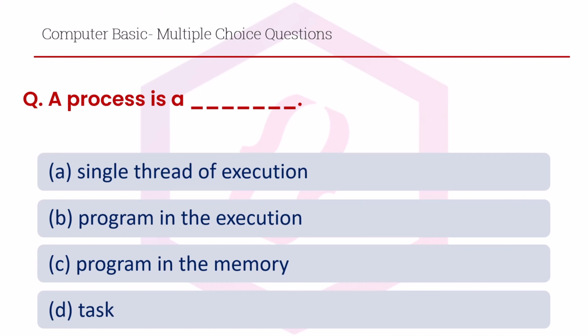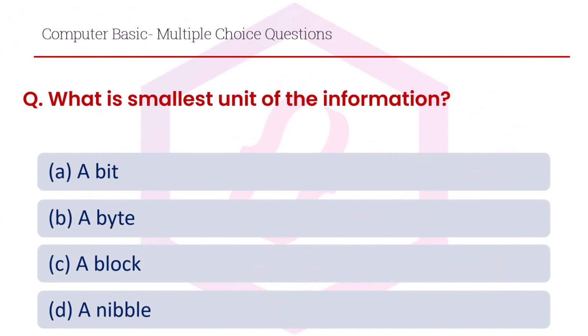A process is a single thread of execution, program in the execution, program in the memory, or tasks. The right answer is program in the execution. What is the smallest unit of the information? Option A, a bit; a byte; a block; a nibble. The right answer is a bit.